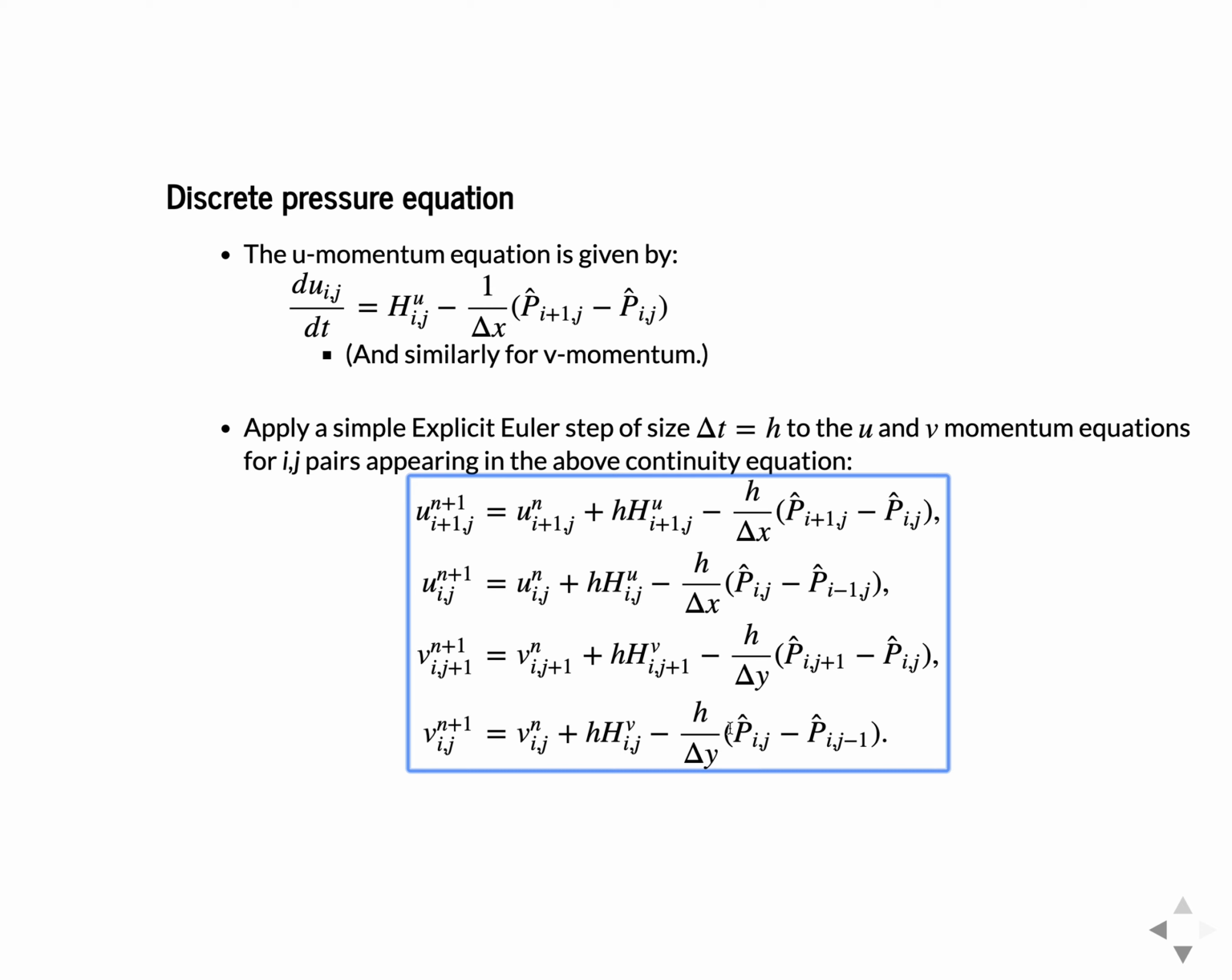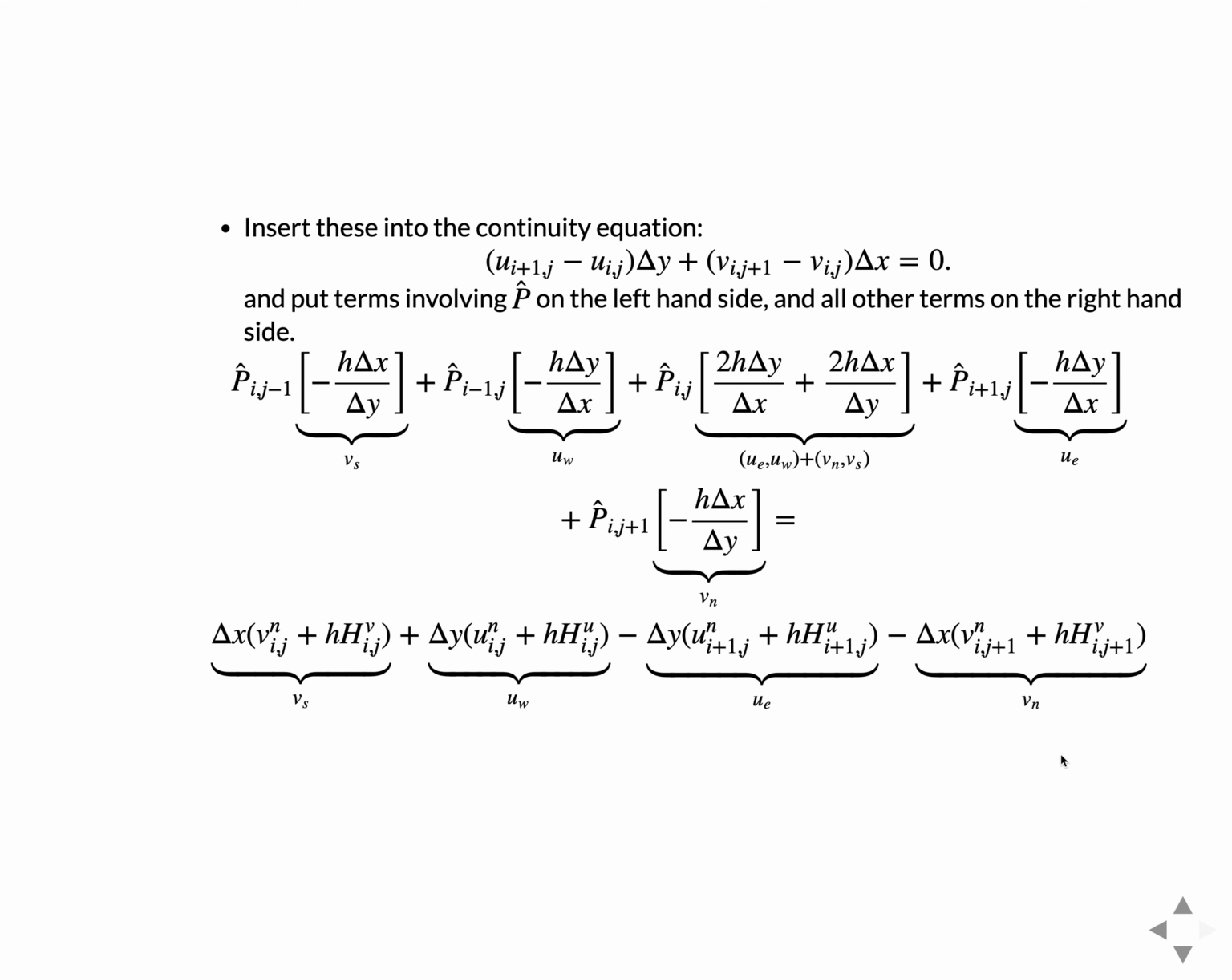So when we make that substitution, substituting those into the continuity equation, we're going to group the terms. All the pressures we're going to put on the left-hand side of the equation, and all the other terms we're going to put on the right-hand side of the equation. And we're going to arrange this so that we have P i,j-1 plus P i-1,j plus P i,j plus P i+1,j plus P i,j+1.